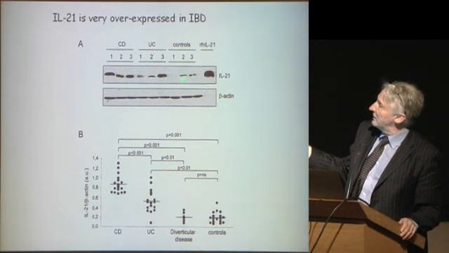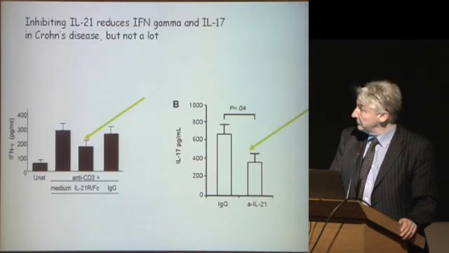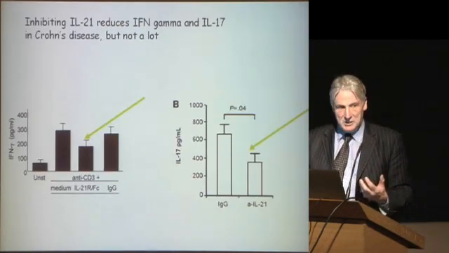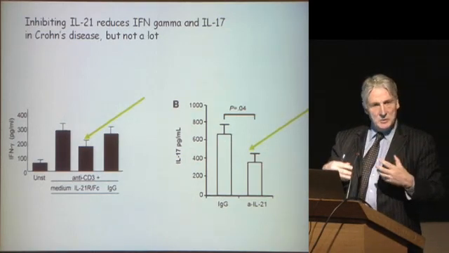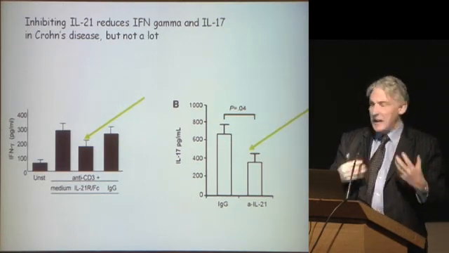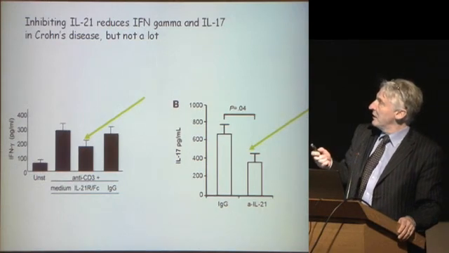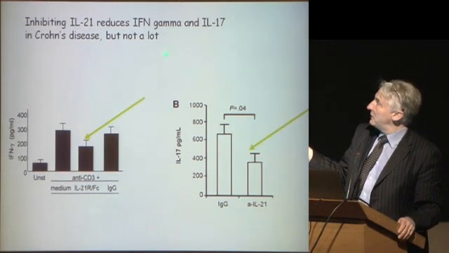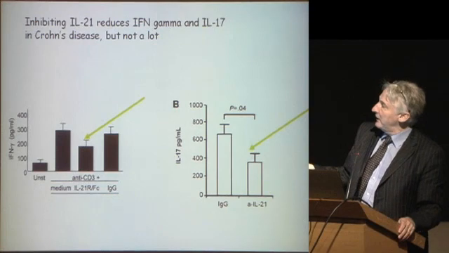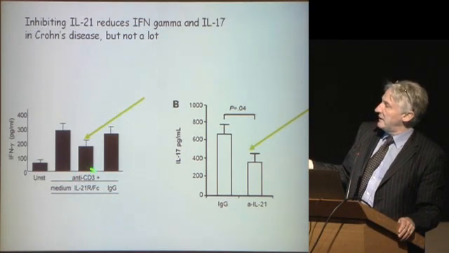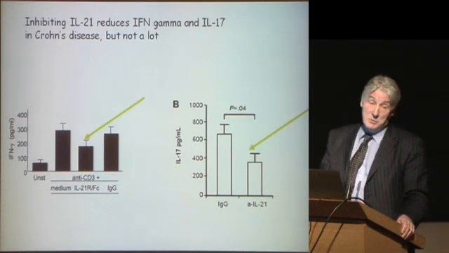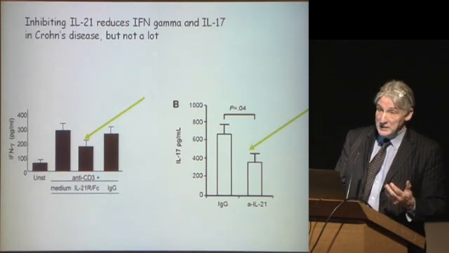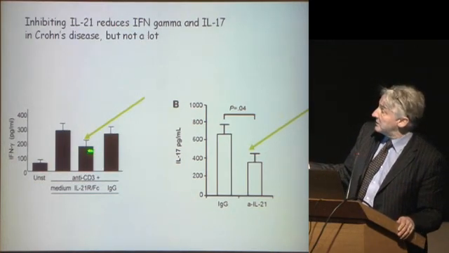There's a lot there, and there's some in controls. So we did quite a lot of experiments, actually, trying to see if we neutralized IL-21 in samples taken from Crohn's disease patients, could we really knock down gamma interferon and IL-17? We've just taken cells from patients and added anti-CD3 to give them a kick and neutralized IL-21 here with a receptor fusion protein and with an anti-IL-21. And, you know, the experiments were done 20 times, so we could never get better than this.